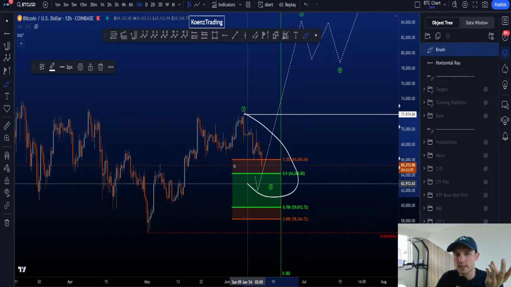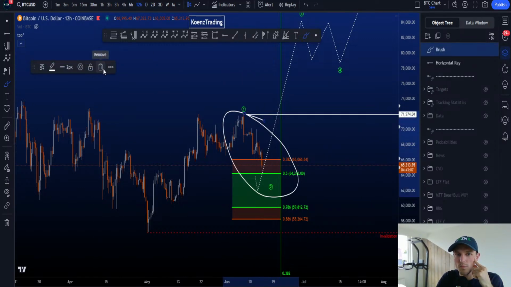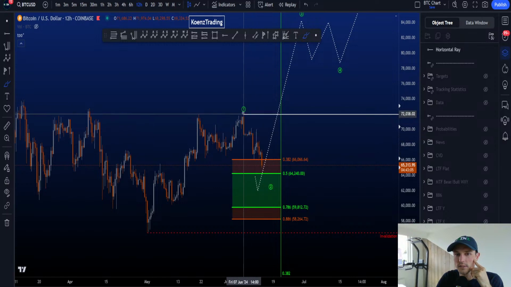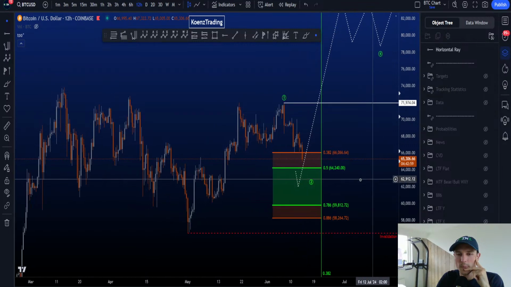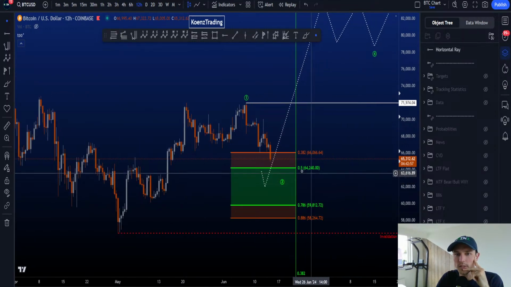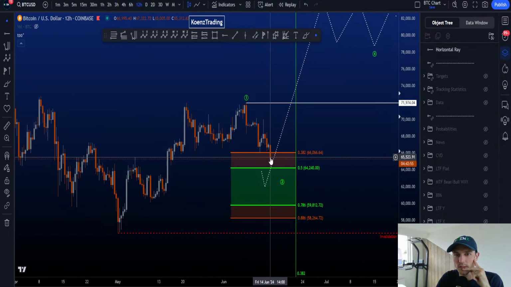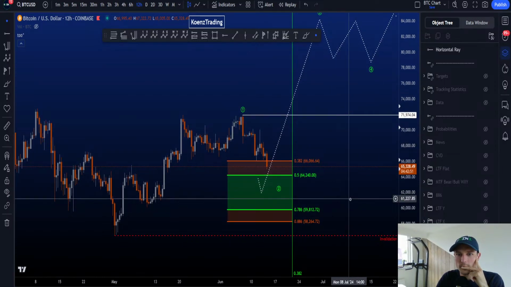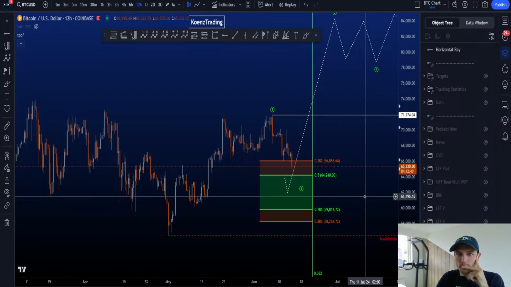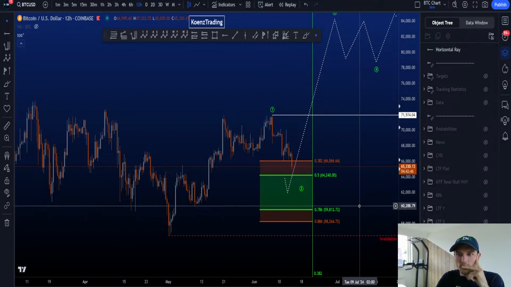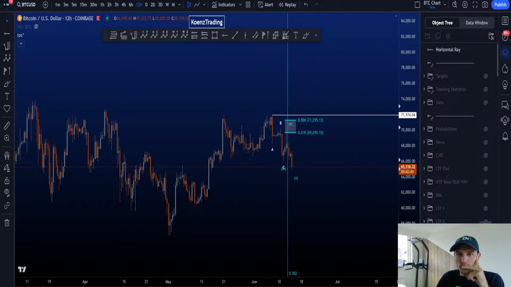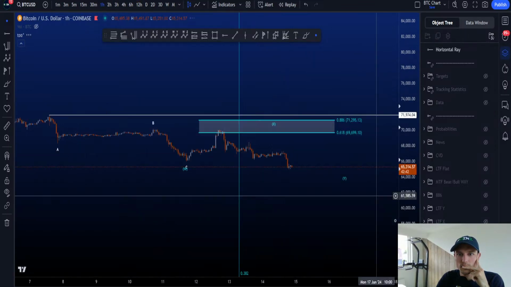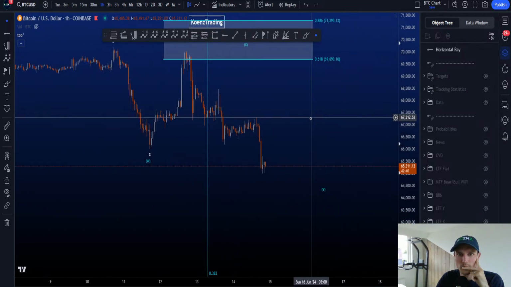And this is a corrective structure to the downside, and not an impulsive one. If this is impulsive, you're gonna go down quite far. Right? So, and at the moment, probabilities would be higher for corrective structures here. So, yeah. Let's have a look locally.